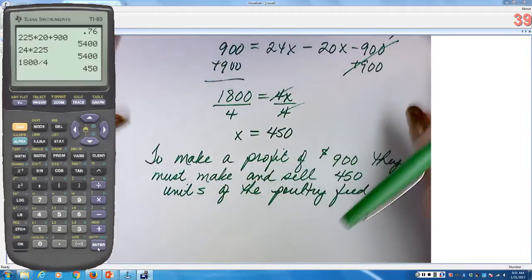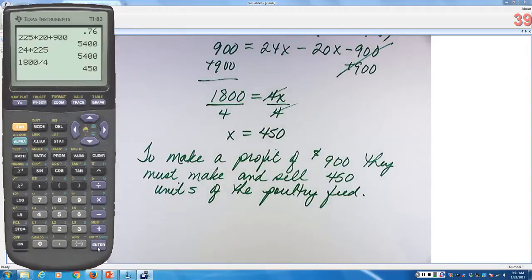So here's the answer to part D. To make a profit of $900, they must make and sell 450 units of the poultry feed. And that's what I would expect to see on your test paper or your quiz paper. I didn't ask you what x was, okay? It's nice that you tell me x is 450. That didn't answer the question. The answer to the question is that to make a profit of $900, they must make and sell 450 units of the poultry feed.